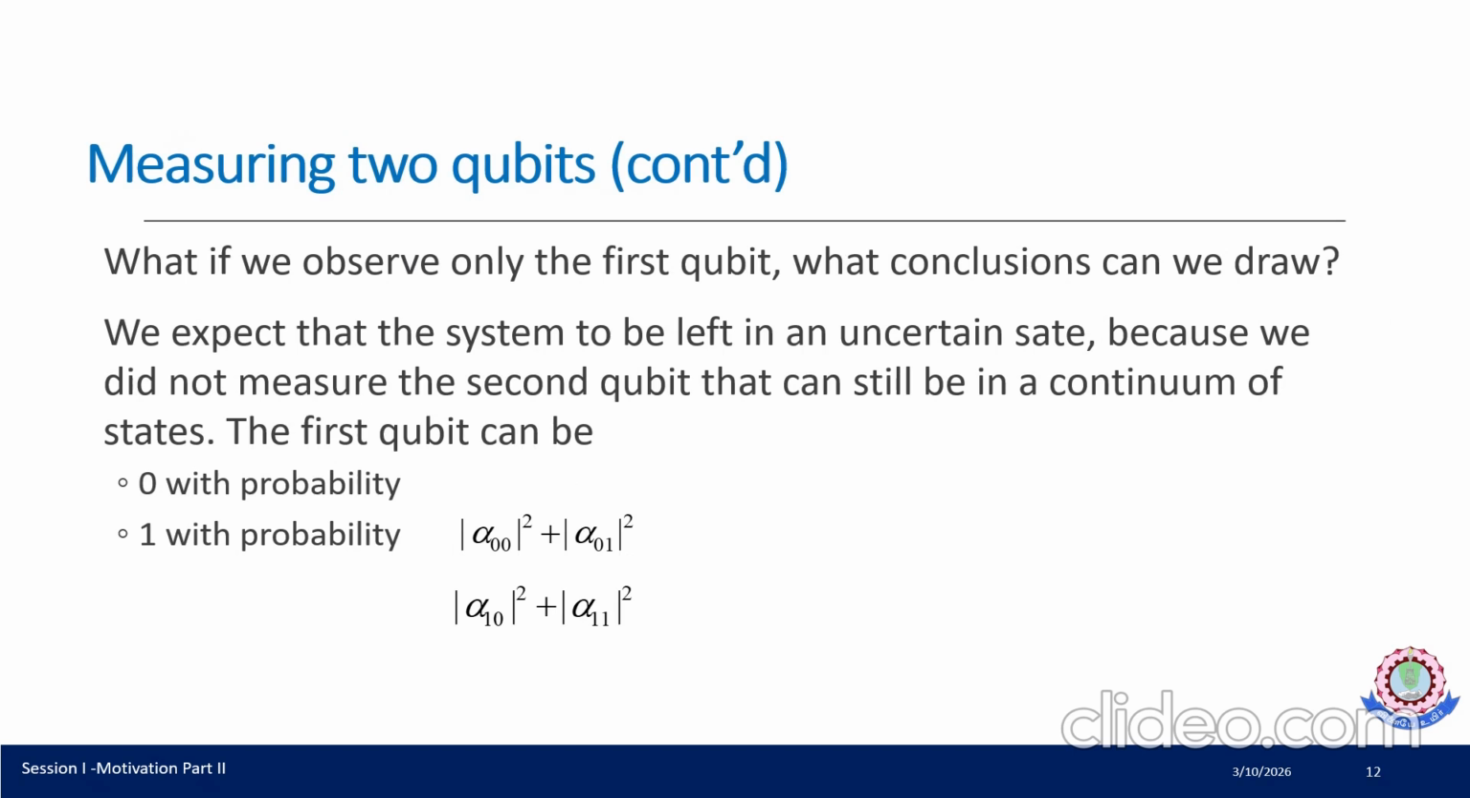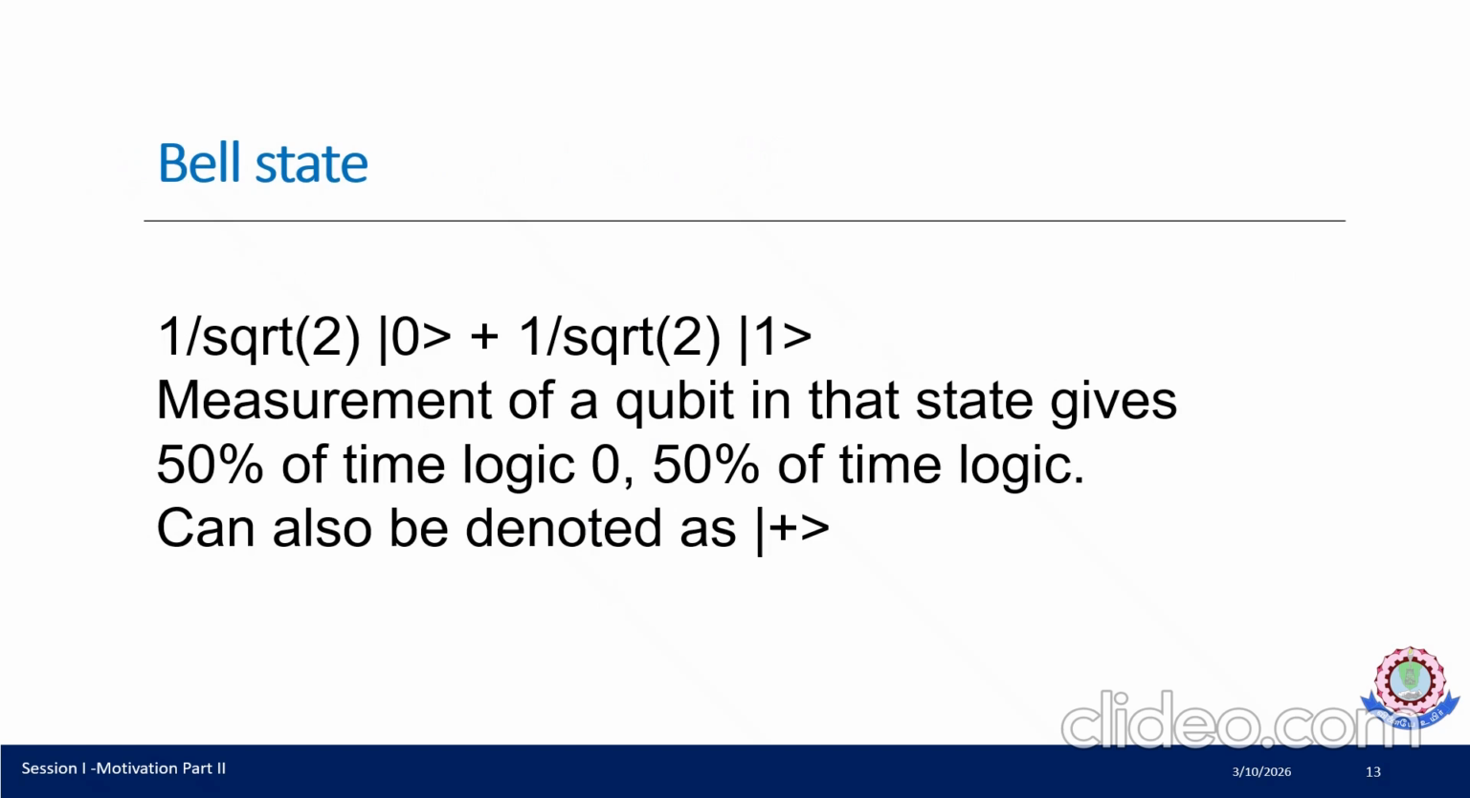Measuring the two qubits. What if we observe only the first qubit? What conclusion can we draw? We expect the system to be left in an uncertain state because we did not measure the second qubit, that can still be in a continuum of states. The first qubit can be 0 with some probability, 1 with some probability, which is represented as 00, 01, 10, 11, like a normal logic gate with 2-bit representation where n is equal to 2.